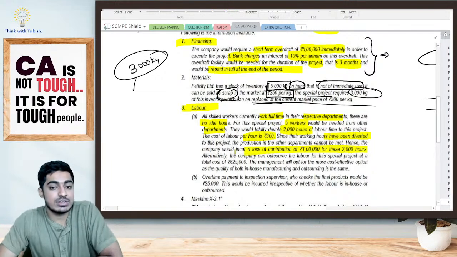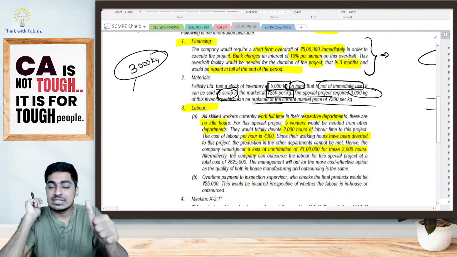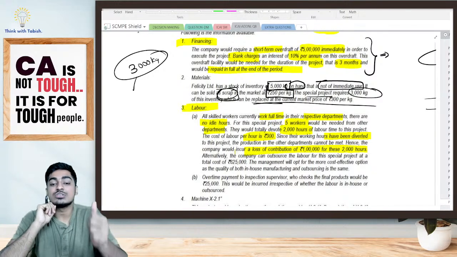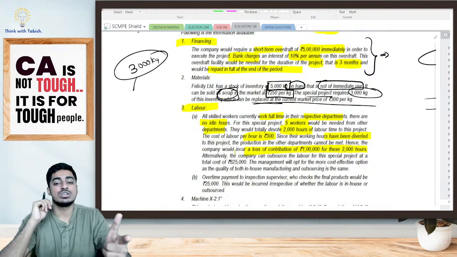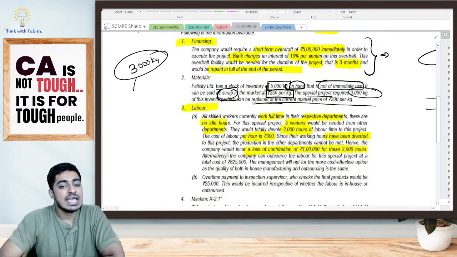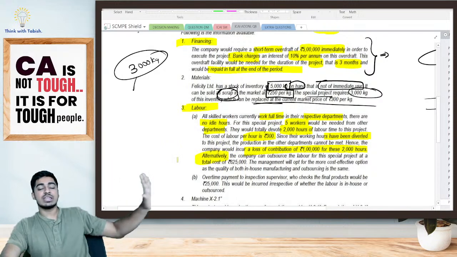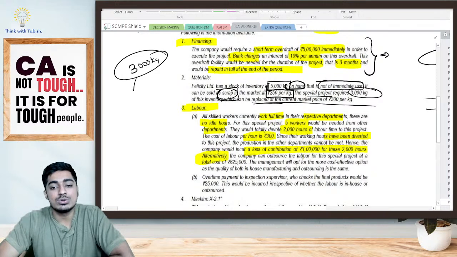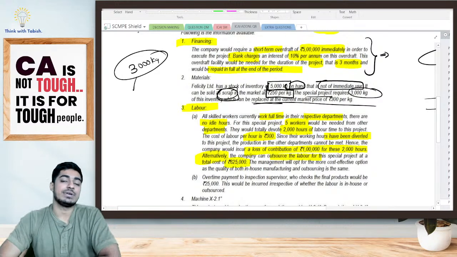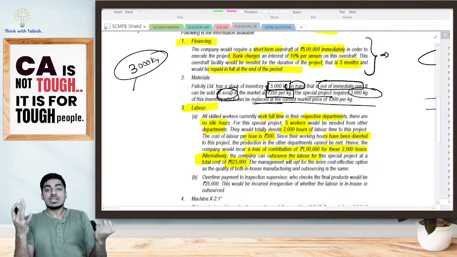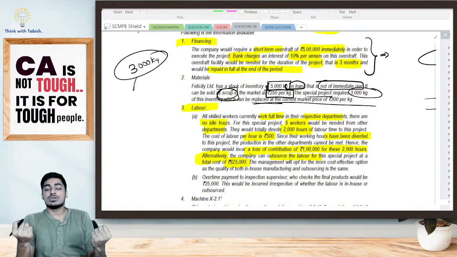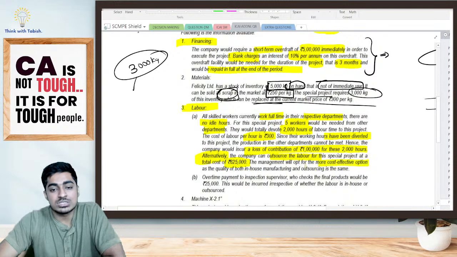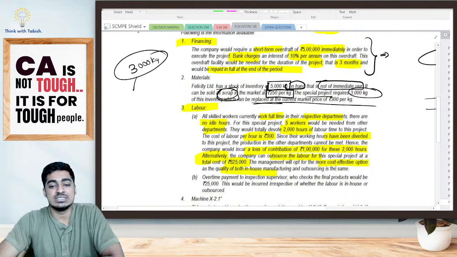So, what all is the relevant cost? We are getting the work done from existing employees and there is no spare capacity. That is, labor hours is a limiting factor. So wages plus the opportunity cost will be relevant. Now, what is the question telling? Option number 1 is we can get the work done from existing employees. Alternatively, the company can outsource the labor at a cost of 6,25,000. So we have two options: get the work done from existing employees, or get it from outsourced employees. Which one do we choose? Wherever cost is minimum is what we'll choose. Management will opt for the more cost effective option as quality of both of them is the same.